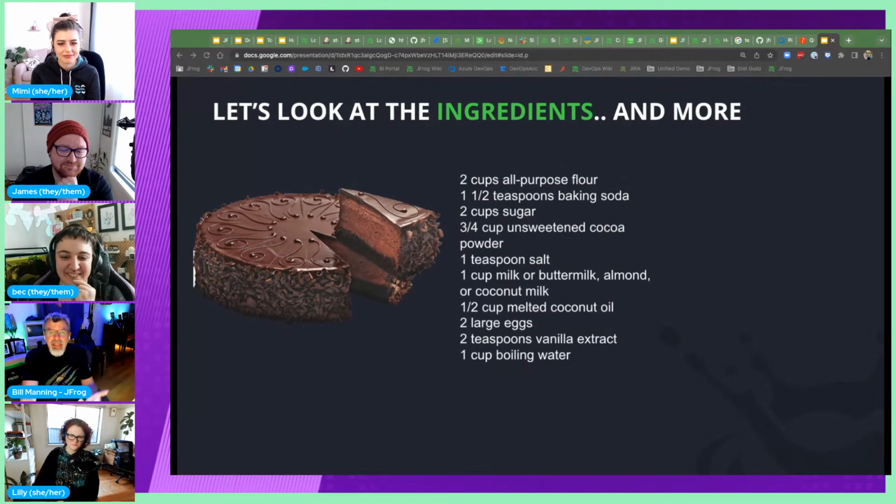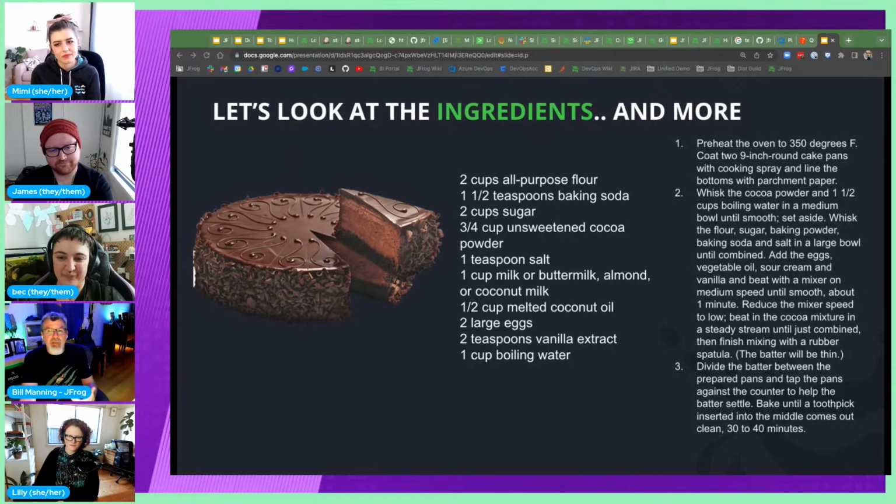And so when we go back and look at this again, the ingredients are one thing. But with the software bill of materials, like I said, you can add additional information. You could add instructions, right? You could say, we preheated the oven, and we put it in for X number of minutes, and we did blah, blah, blah. There's a lot of things here.